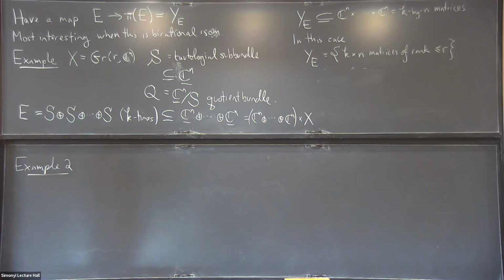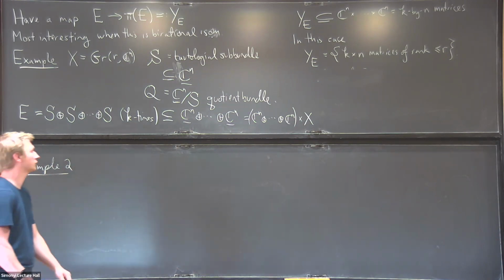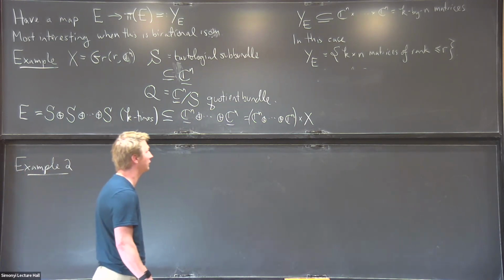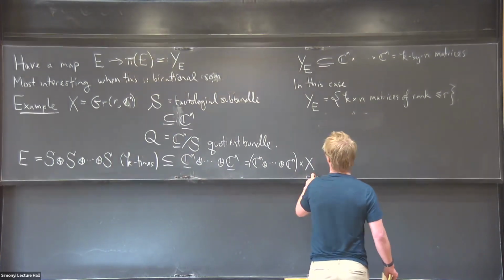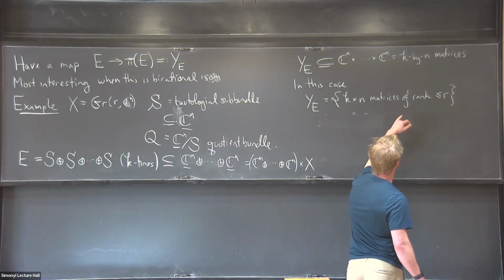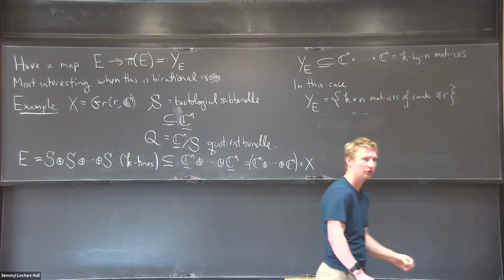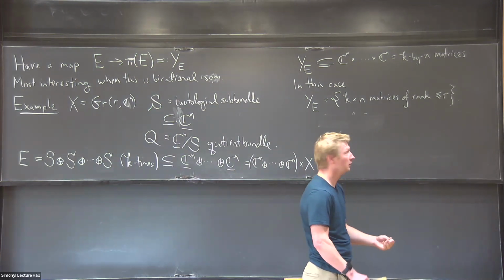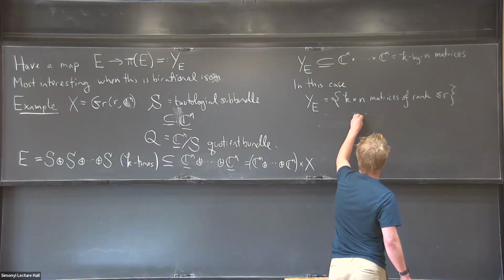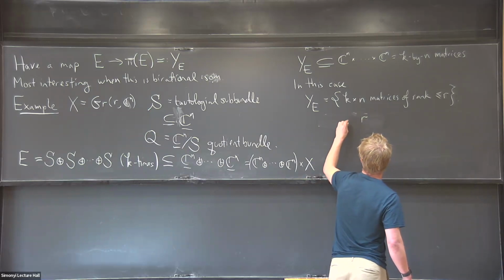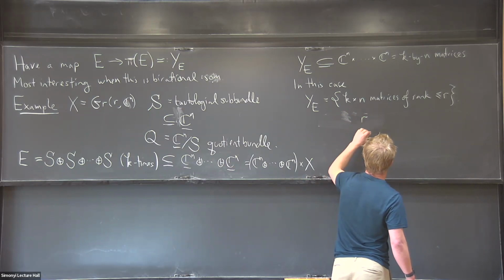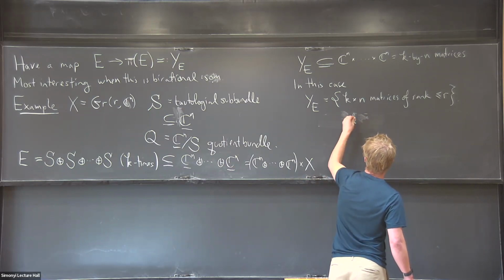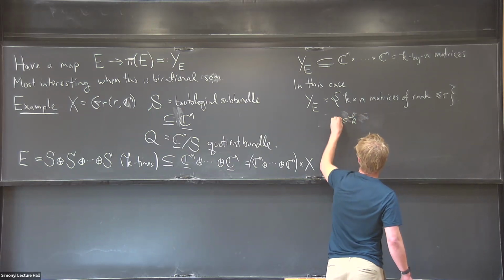Does this turn out to be a birational isomorphism? It should turn out to be a birational isomorphism, provided that this condition of being rank at most R is vacuous when K is small. So what do I want? I want K to be bigger than R.